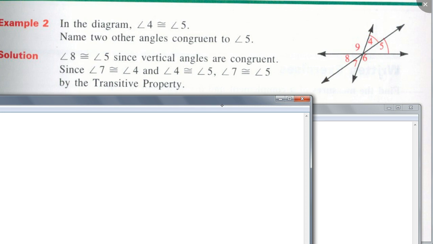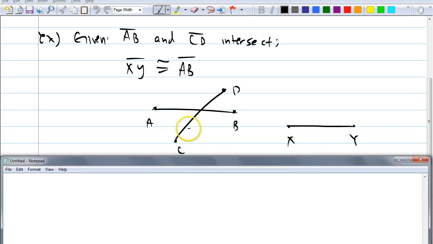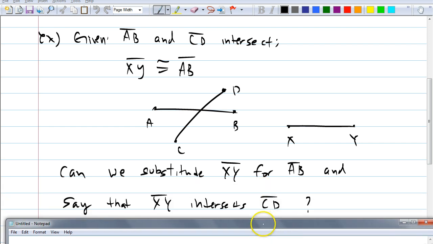Let me give you an example of why you don't want to use substitution for congruence. Okay, watch this. Take a look at this example. Let's say that segment AB and segment CD intersect. Okay? And here's a picture. And it turns out that segment AB is congruent to segment XY. Is that okay? Now, if you could use substitution for congruence, then watch this. Can we substitute segment XY for segment AB and state that XY intersects CD?